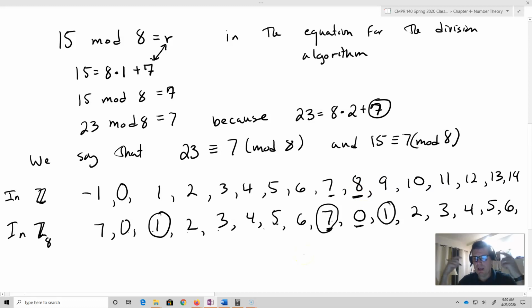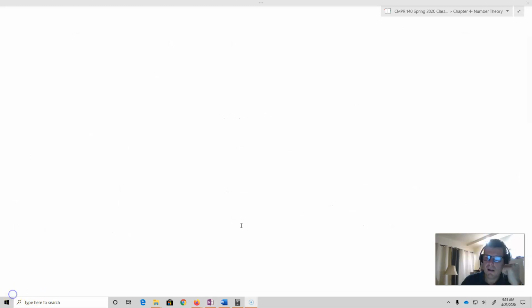And so we're really going to be looking for those ones. We're going to figure out what I can multiply my number by to get to one of those ones in modulo, in this case modulo 8, or in modulo m, whichever modulo m I'm looking for. So let's take a look.